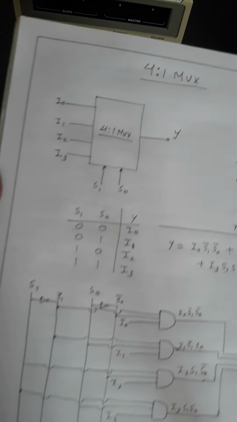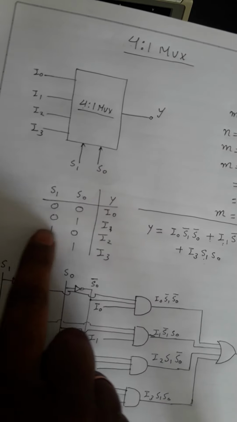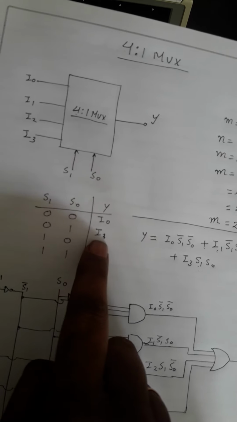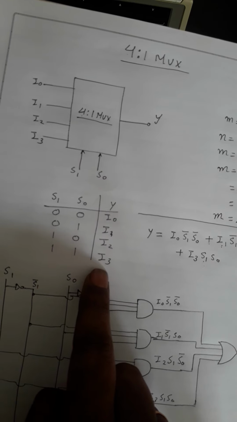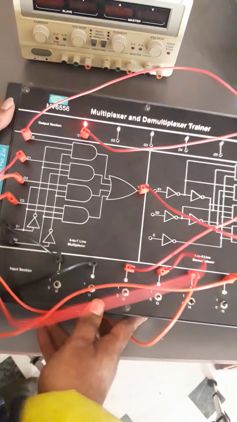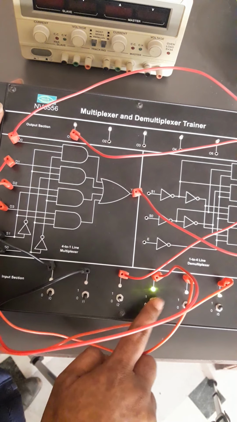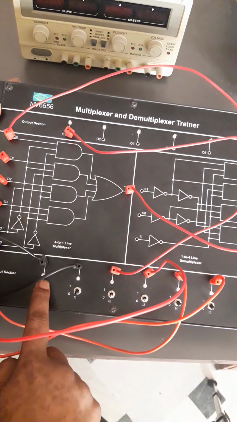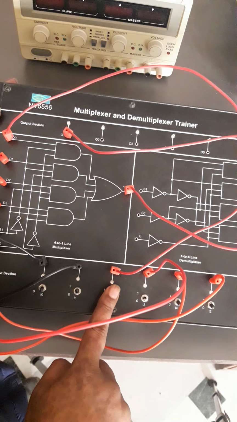You can easily visualize this thing in this table. When S1 S0 both are 0 0, I0 will be activated. 0 1, I1 will be activated. 1 0, I2 will be activated. 1 1, I3 will be activated. So see it again. 0 0, I0 will be activated, other switches will not be activated. Now 0 1, it will activate, others will not activate.